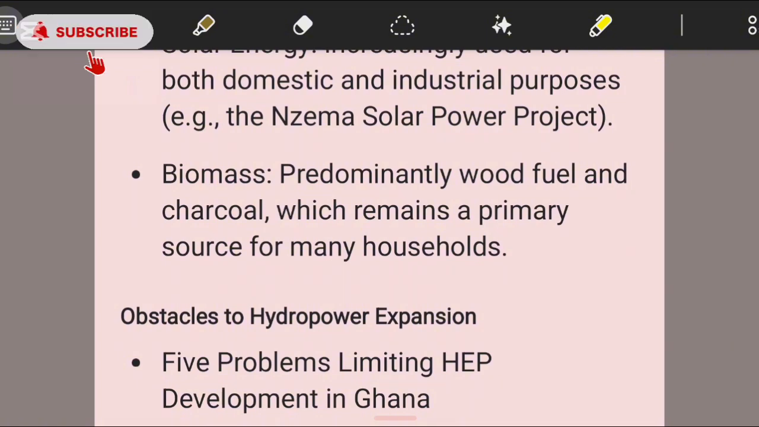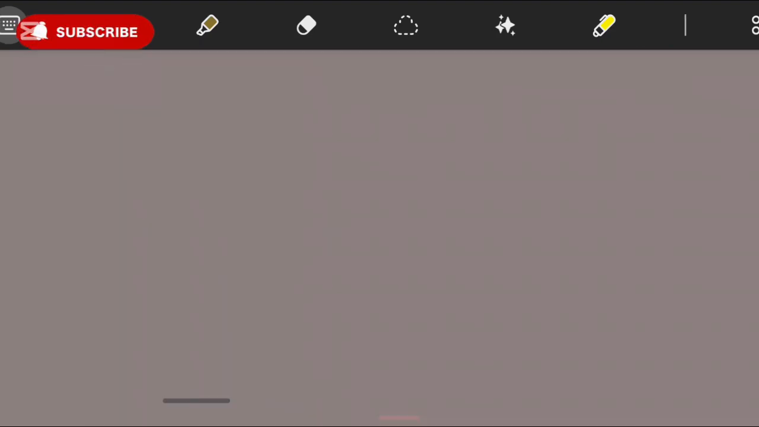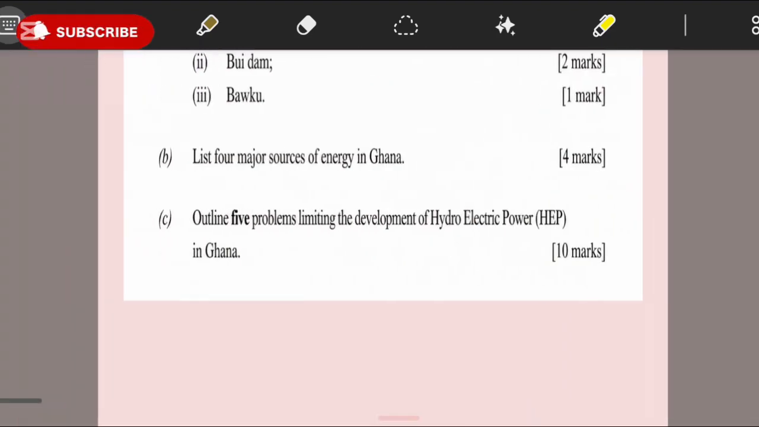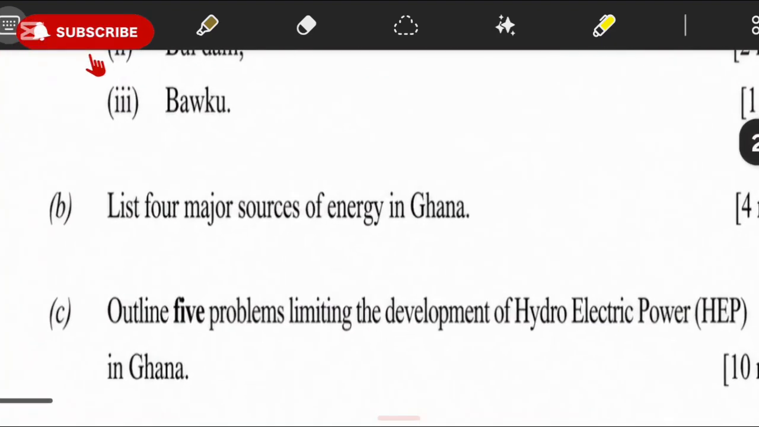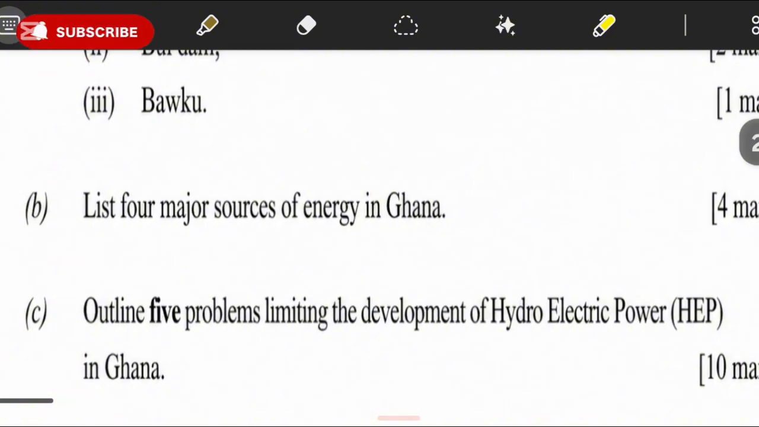List four major sources of energy. We are done with that one too. So let's move on to the final one. The final one is asking us to outline 5 problems limiting the development of hydroelectric power.